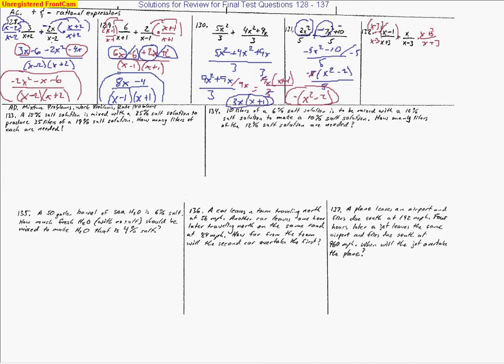So the first terms make an x squared, outside make a negative x, and then I get a negative 3x for the inside and a positive 3 for the last terms. Over here, distribute, and I get a positive x squared and then a positive 3x.